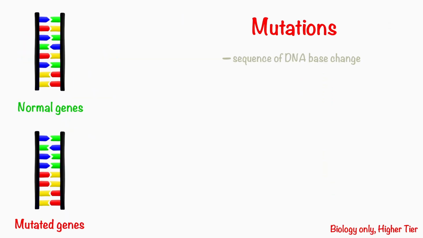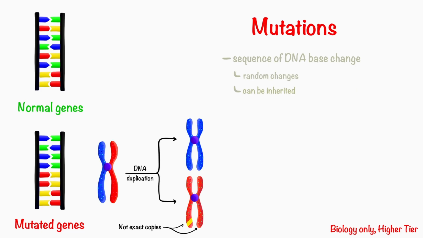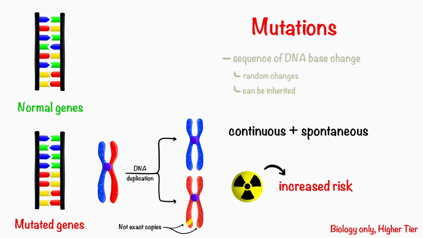Sometimes the sequence of DNA bases can be changed. These changes are called mutations. Mutations are random changes in an organism's DNA, and they can sometimes be inherited. Mutations occur continuously. They can occur spontaneously, such as when a chromosome isn't replicated properly. However, the chance of mutations is increased by exposure to certain substances or some types of radiation.